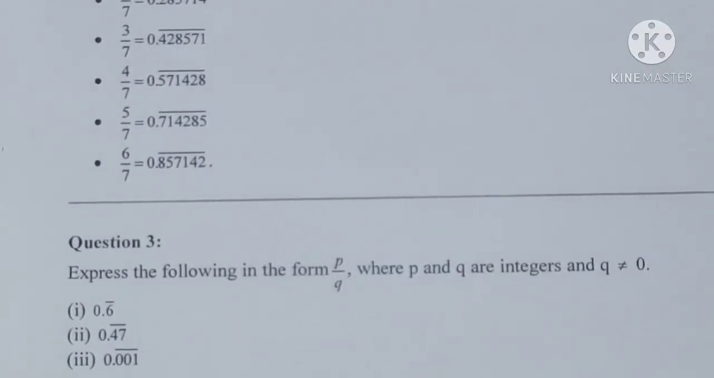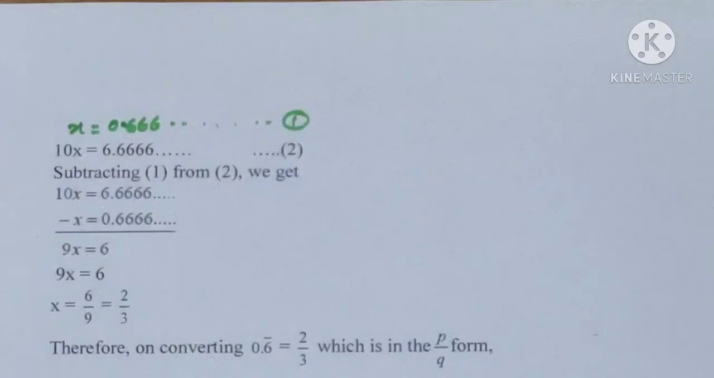Question number 3. Express the following in the form of P by Q, where P and Q are integers, Q not equal to 0. First question 0.6 bar, second question 0.47 bar, and 0.001 bar. That means in the first question a single digit only is given, in the second question 2 digits are given under the bar, and in the third question 3 decimal digits are given under the bar. Now we can see the solution.